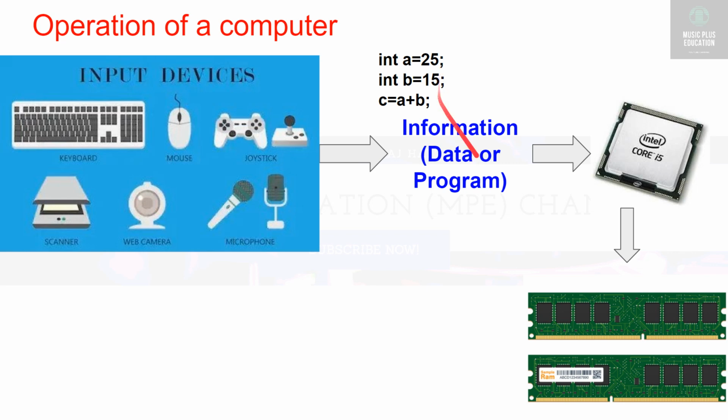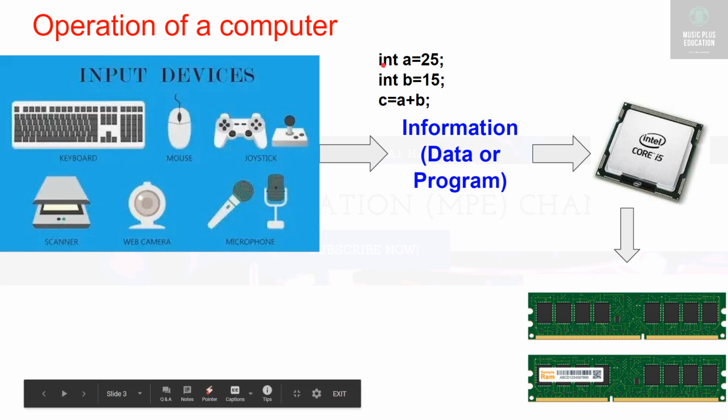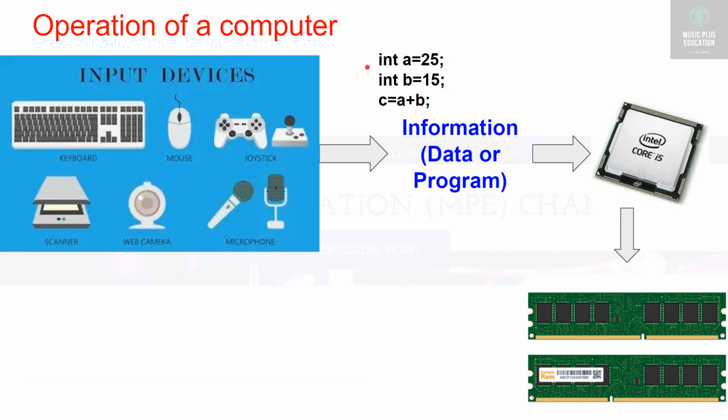Now the processor's job is to fetch these instructions by sending the address of each instruction. The processor fetches the first instruction, int a is equal to 25, and keeps it in the cache memory. Again the processor sends the address of int b is equal to 15, fetches this instruction and keeps it in the cache memory. And again it fetches c is equal to a plus b, by sending the address, and keeps it in the cache memory.